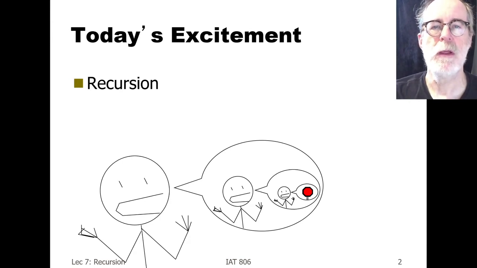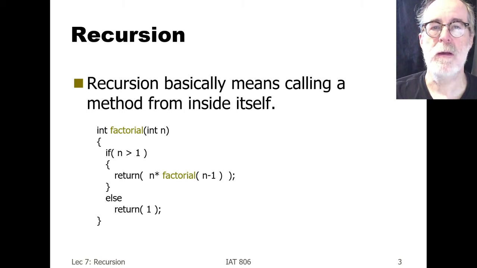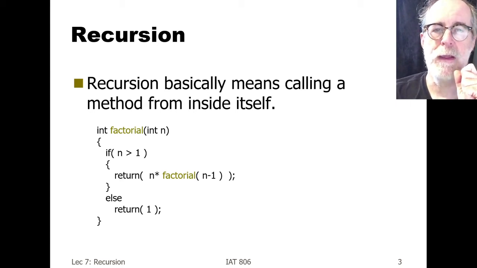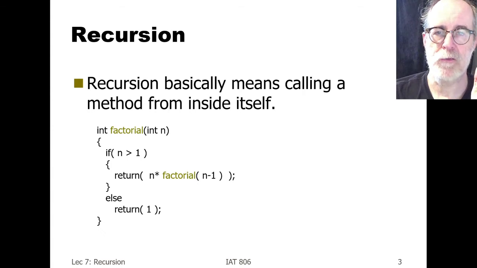That sounds a little confusing, so let's move forward and show an example with a very simple little problem called factorial. Recursion means calling a method from inside itself. Here's a method that calls itself: factorial. If you remember from mathematics class, factorial is the notation where you have a number followed by an exclamation point. So 4 factorial means 4 times 3 times 2 times 1. 6 factorial is 6 times 5 times 4 times 3 times 2 times 1.